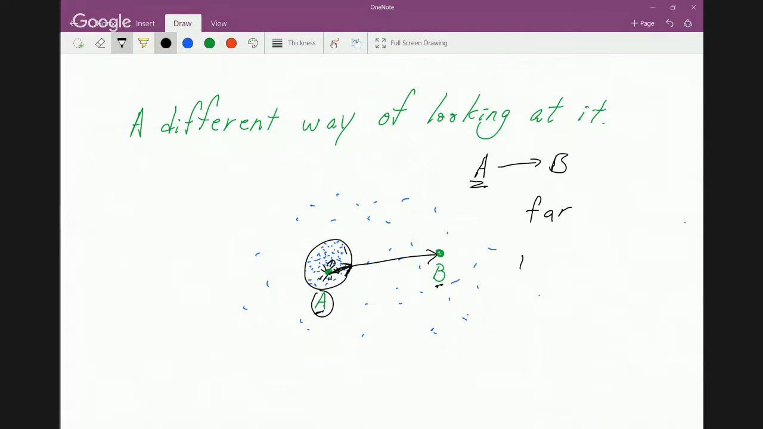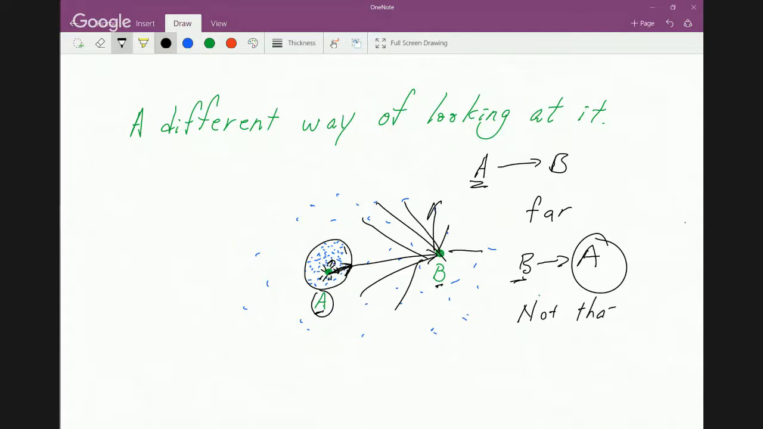But from point B going to point A, from that perspective, for B, everything is kind of far. So when you suddenly ask, well, point B, how far is point A from you? Well, it's not that much farther than its other points. So no, it's not that far. Therefore, you can see that distance is actually relative, depending on the person whose perspective you're looking at.